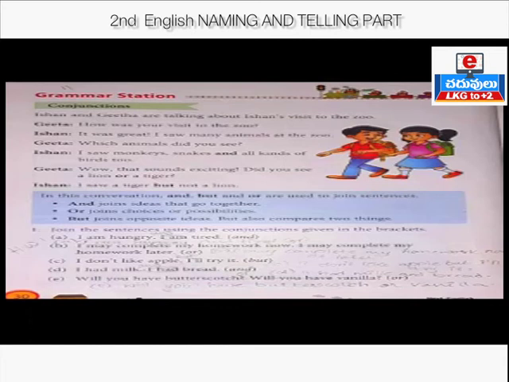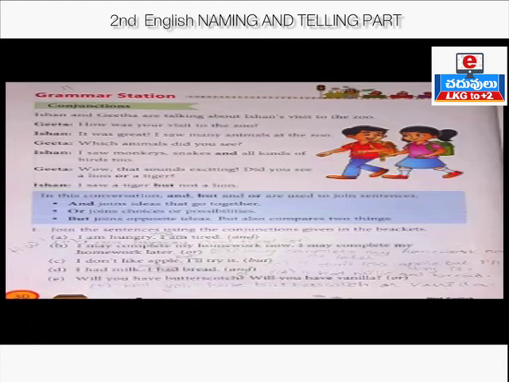Next. I may complete my homework now. I may complete my homework later. Children, you have to write this sentence with or. Or joins choices or possibilities, right? So you have to write like this. I may complete my homework now or later. You should not write full stop. You should join this sentence like this.